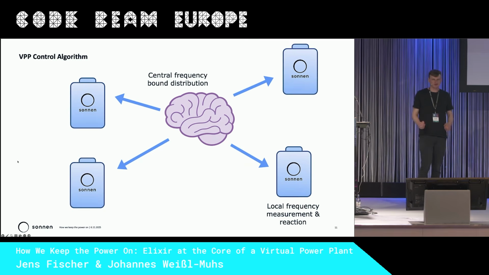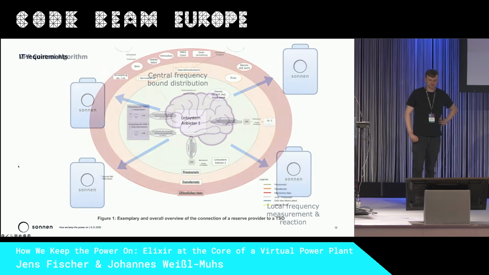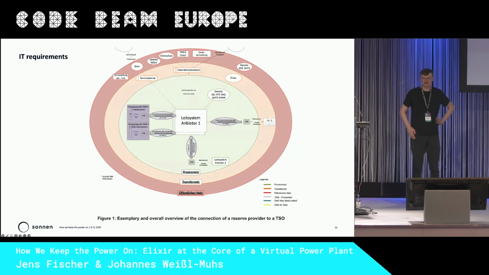Also, some batteries at this time are better fitted to stabilize the grid, so they get lower bounds. This is where all the intelligence of the system is. The optimization is run every 10 seconds and new bounds are distributed. Next slide. One other topic I want to talk about is the very strict IT requirements.